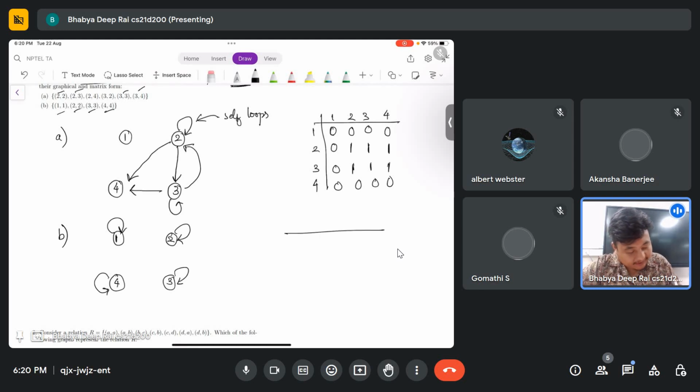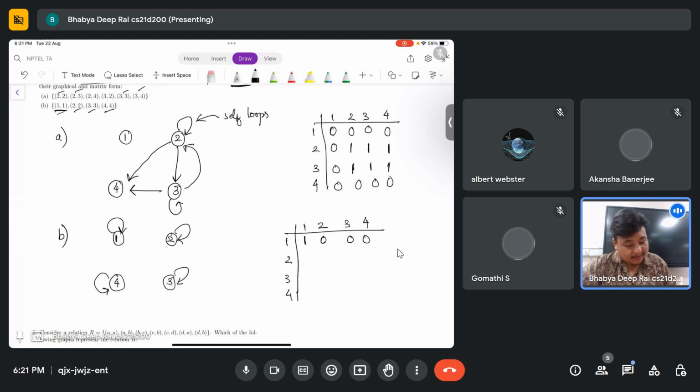So this already gives, okay, I'll draw it anyway. 1, 2, 3, 4. 1, 2, 3, 4. Okay. 1 is related to 1. So in the 1 comma 1 position, I put a 1 here. 1 is not related to anything else. 1, 2, 1, 3, 1, 4 are not there. So for 1, 2, 1, 3, 1, 4, I put zeros up here.